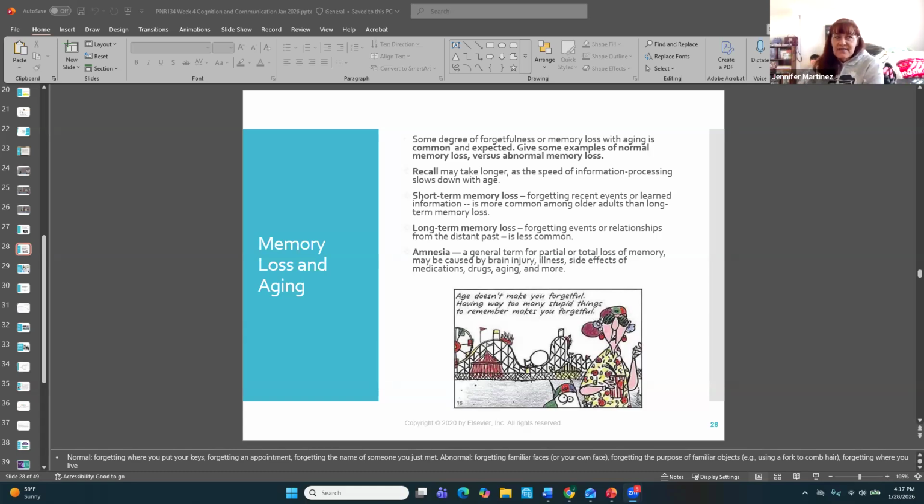Short-term memory loss. This is forgetting recent events or learned information. So this is more common in our older adults. Actually, it's more common than long-term memory loss, right? So this is more of your forgetting.